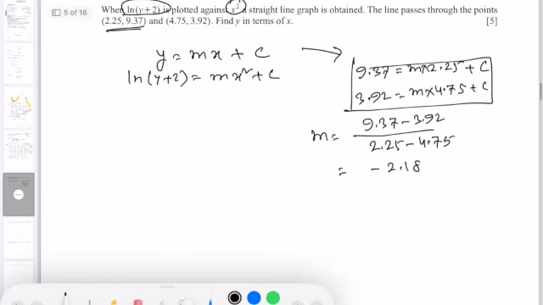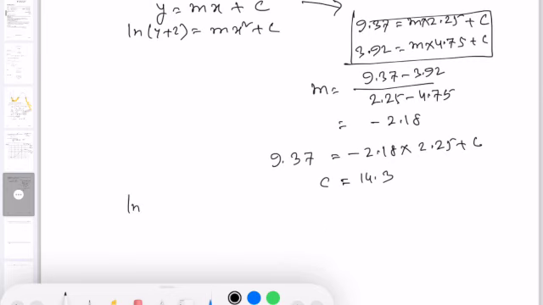Now we can find the value of c. To find c, we can use any values. y can be substituted by 9.37, then m is minus 2.18, 2.25 plus c. So if we simplify, c can be, these two go to the right side. I am using calculators, you can check it. The result is 14.3. Okay, so we have got ln(y plus 2) equals to minus 2.18 x square plus 14.3.